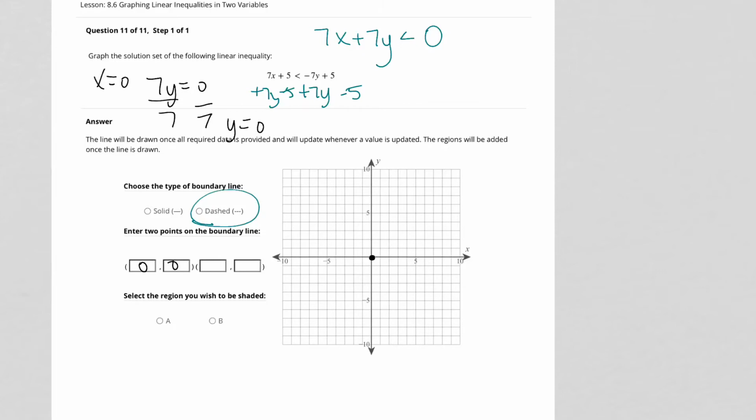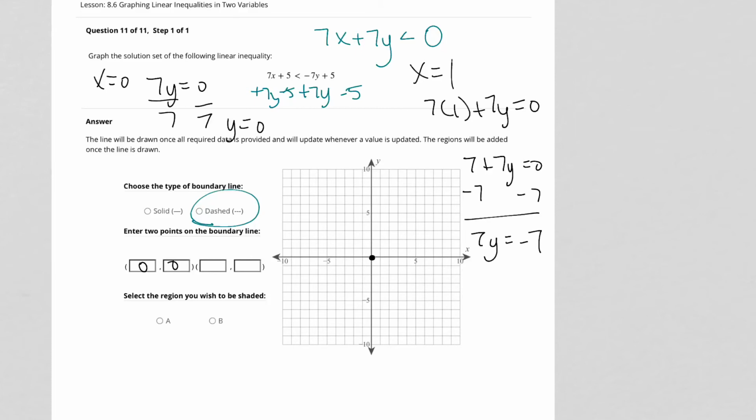I'm going to just choose another value for x. I'm going to just go with 1. When x is 1, I have 7 times 1 plus 7y equals 0. That gives me 7 plus 7y equals 0. Subtract 7. 7y equals negative 7. Divide by 7, y equals negative 1. So this point is 1, negative 1, which is right here. So try my dashed line.